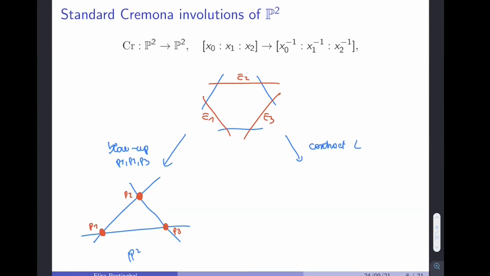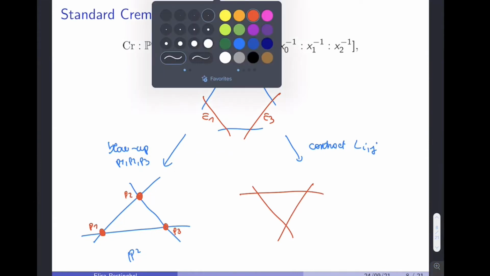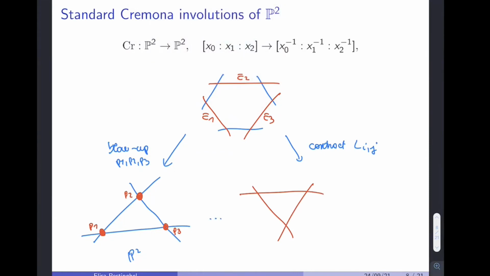Let me call them Lij. So this is the strict transform of a line through the point Pi and Pj. So I contract them and I obtain another triangle, this time upside down. So this is somehow how to visualize this Cremona involution, and what I've done, I have swapped points with lines, basically. So this is the idea, so how to understand it.